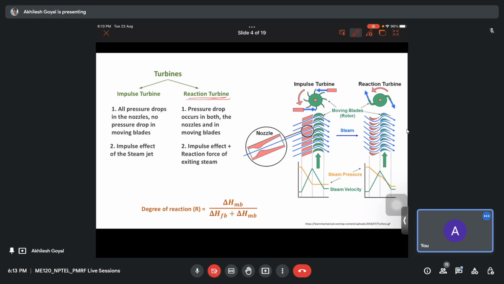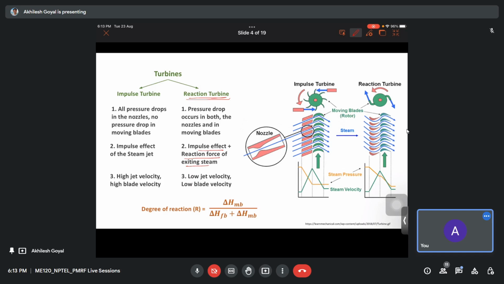And the work transferred in the case of an impulse turbine is due to the impulse effect of the steam jet only, but in the case of a reaction turbine, the work done is due to the impulse effect plus the reaction force of the exiting steam coming out from the moving blades.